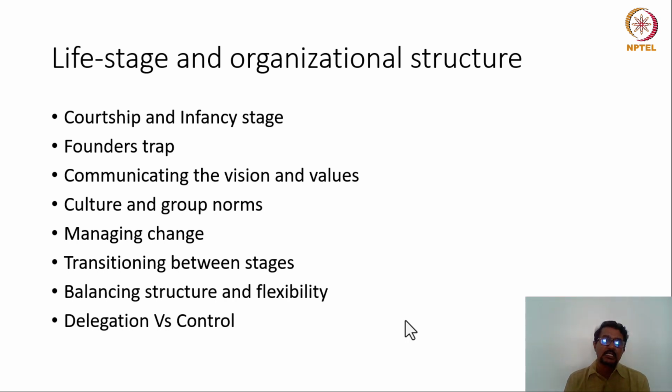And similarly, delegation versus control is another paradox, which means you need to delegate, you need to give power to others. At the same time, you need to centralize certain decisions. Which of those decisions you will centralize and which you will delegate as you grow as an organization is very crucial and very context specific. When organizations or leaders fail to understand that, it can lead to failure of the organization or the startup.